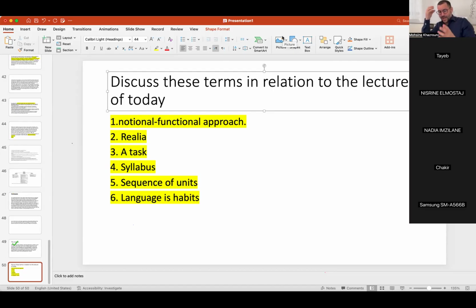Good. What about errors? Correction. Could you please elaborate, sir? Errors, because you talked about language as a habit. Where can we relate it to this? What about errors? If a student makes an error, how do you deal with him or her based on this statement, language is a habit? What do you think? Do you accept, do you tolerate errors or no?